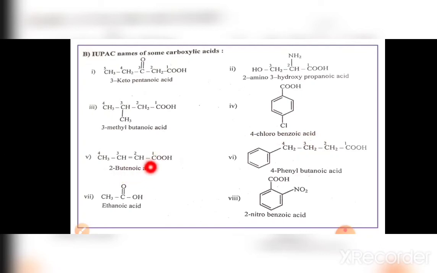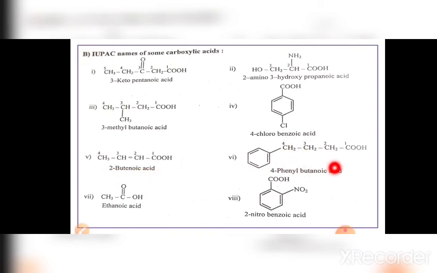Now the next. Again numbering 1 2 3 4. 4 carbons, and it has a double bond. At the 2 number position there is the double bond, therefore 2-butenoic acid. The 2 indicates the position of the double bond, and 4 carbons means butane, and we replace E by OIC, so here we get 2-butenoic acid.